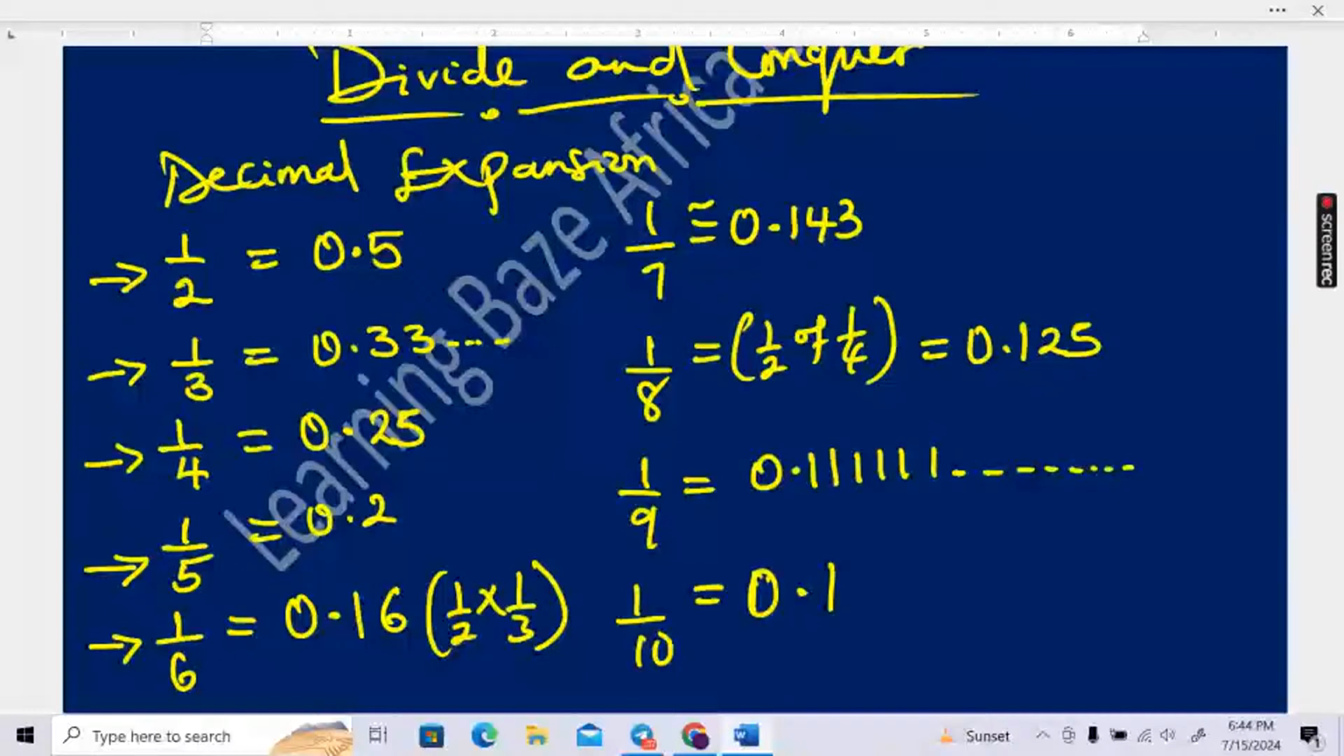1/9, take note that it is 0.1111 up to infinity. Now, anytime you see 1/10, it means 0.1. That's called a terminating decimal. Now, we have two types of decimals on my screen.